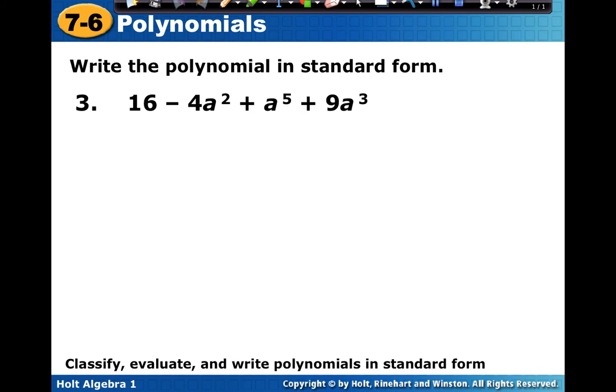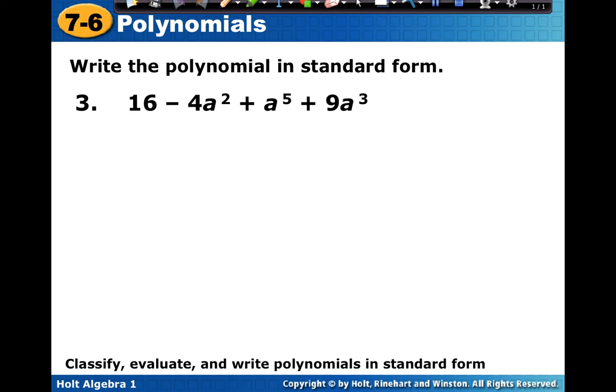All right, go ahead and write down number 3. It says 16 minus 4a to the 2nd power plus a to the 5th power plus 9a to the 3rd power. And again, be careful, make sure we're putting these in descending order by exponent. Take a minute and pause the video and try this one on your own.